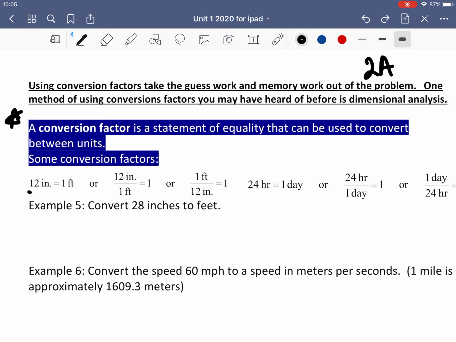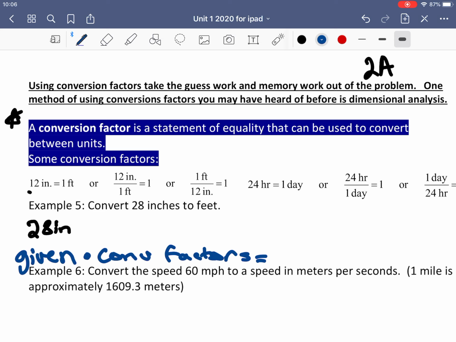So we solved this one in example probably 4, but if I have 28 inches, what dimensional analysis has me do is write right where I start. So that's what you've got to do first. This is what I'm given. And then I'm going to multiply that by as many conversion factors as needed until I have the units I want and a new number. So the good news is you will be given or know most of your conversion factors.